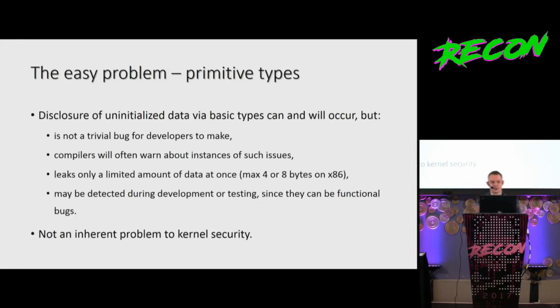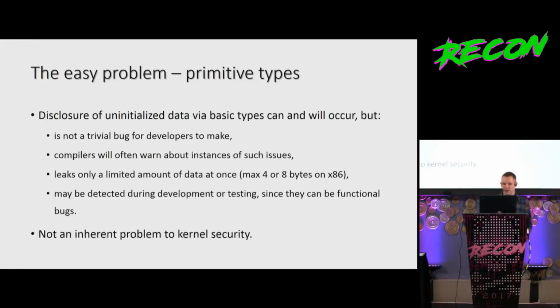Such disclosure, of course, can and will occur, but it's not really so important for us because, first of all, it's not a trivial bug to make. Compilers will see this and will very often warn about it. The leak is very limited. It's like 4 bytes or 8 bytes at maximum, and it may be detected during development because it's often a functional bug. So some very simple testing of the system call that I just showed would catch this.